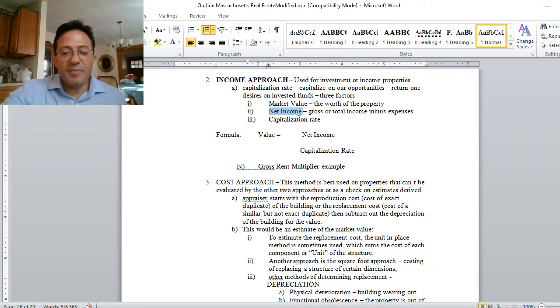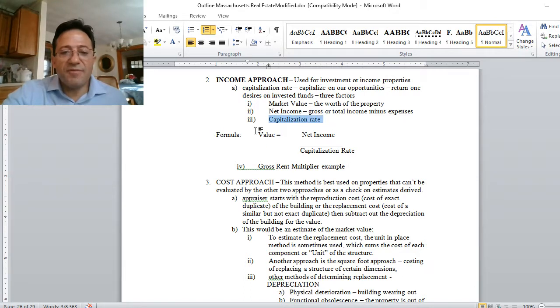The net income is very important, okay? And it's the gross income, or the total income that a property takes in, minus the expenses of that property. And you get the net, right? You subtract the expenses from the gross. And then there's the capitalization rate, okay?